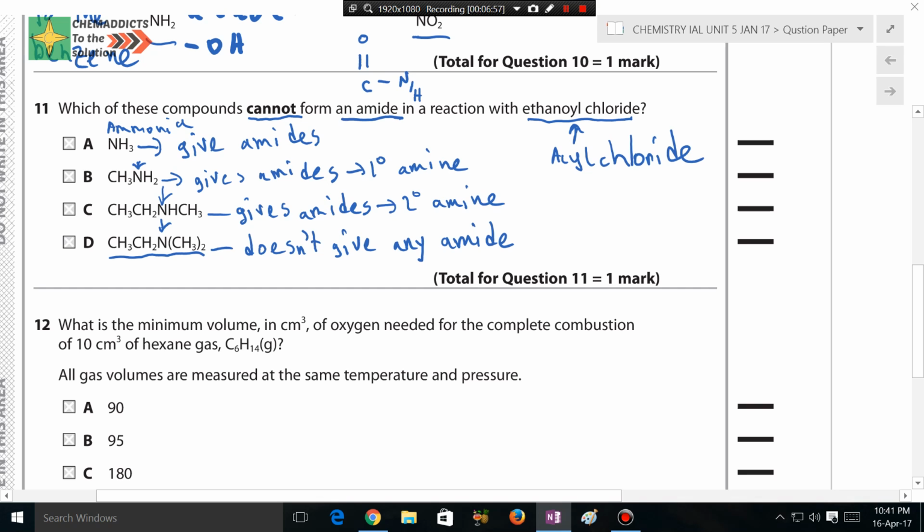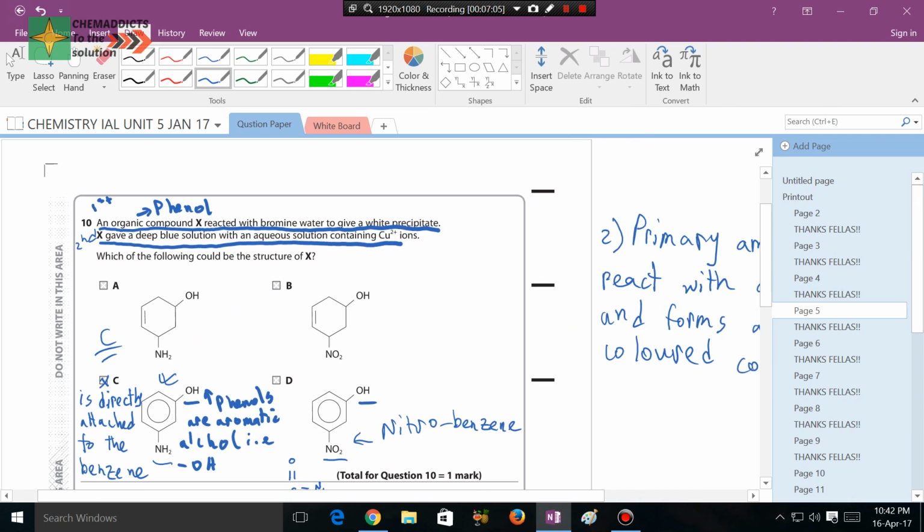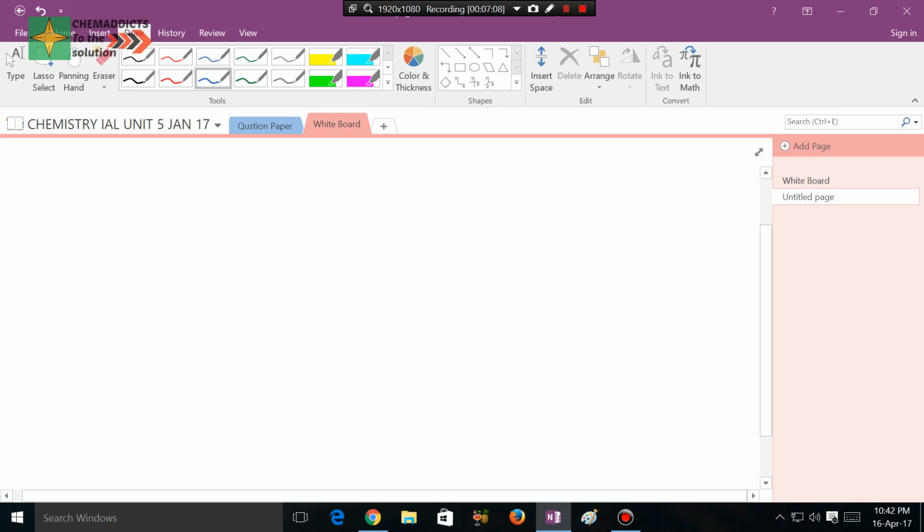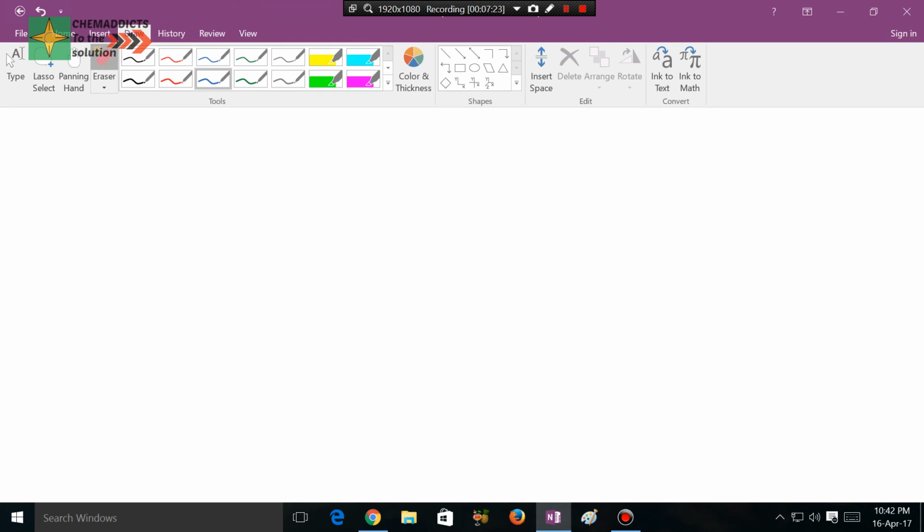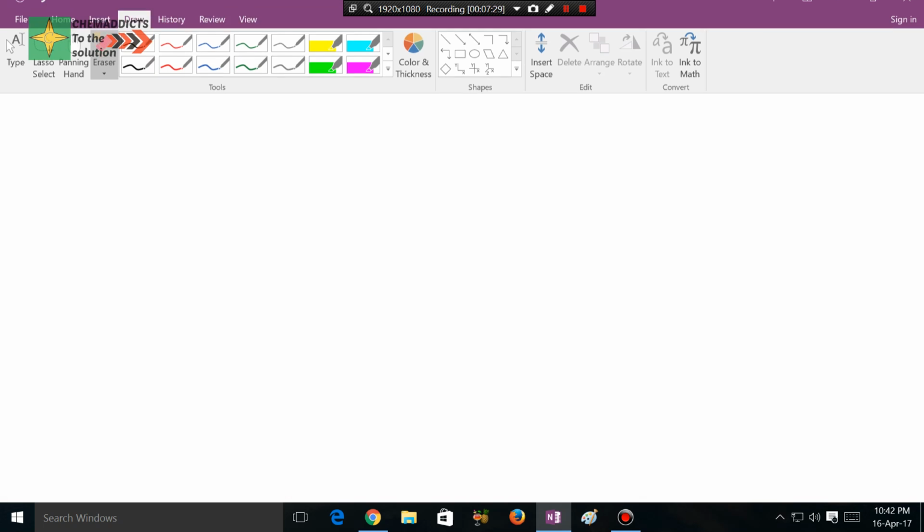Now let's move on to the whiteboard and discuss in detail the scenario that happens over here. At first let us draw the nitrogen compounds. Our first nitrogen compound is ammonia. Let's not write it like this, let's write it in a different fashion. So let's draw like this.